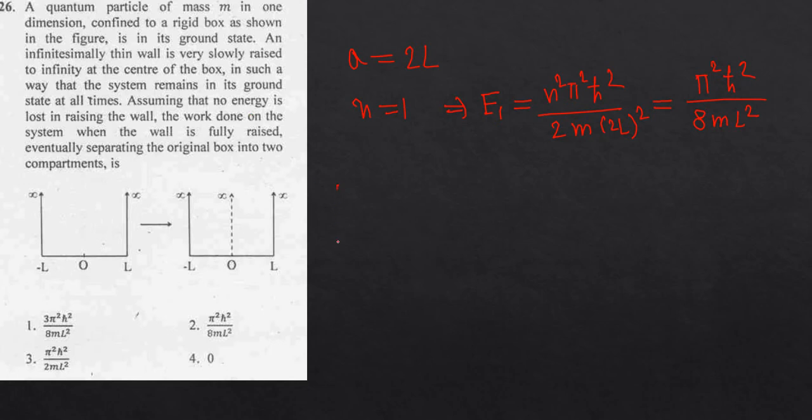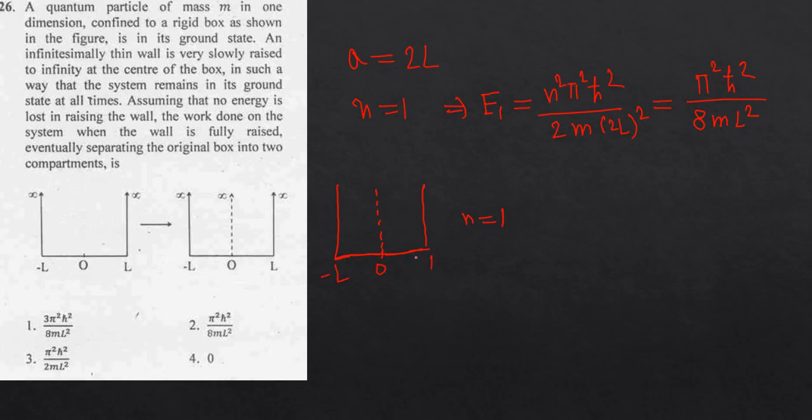So if first, in the middle, a wall was raised, but even after that, after appearing this wall, the system still is in its ground state. That is, the system is still in the ground state.